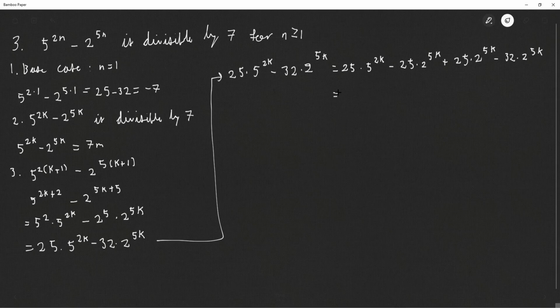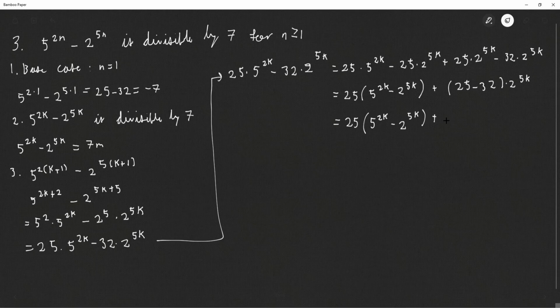And what this does is it allows us to factor out our 25 so that we get 5 to the 2k minus 2 to the 5k plus 25 minus 32 times 2 to the 5k, which simplifies to 25 times 5 to the 2k minus 2 to the 5k plus, this is going to be negative 7 times 2 to the 5k.